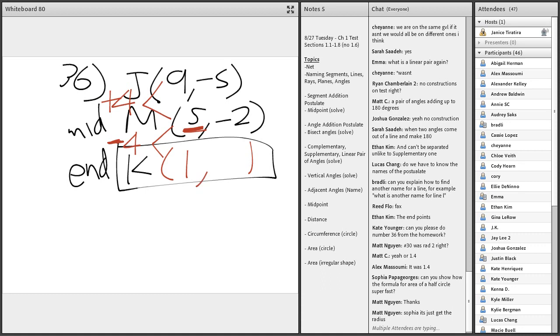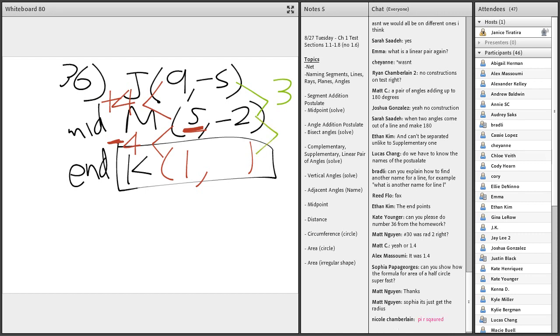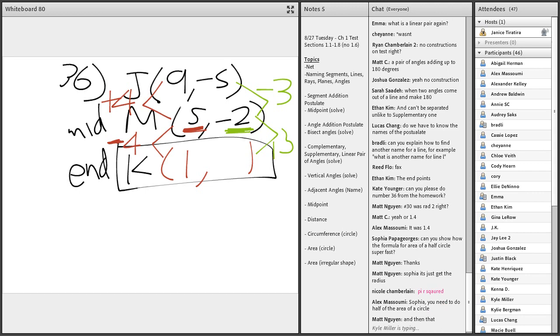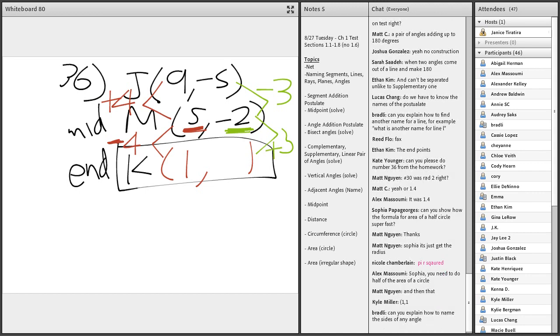Then you do it again for the y's. So for the y's, this is 3 units apart. That means -2 to something has to be 3 units apart. If I start at -2, the middle, and I got to -5, it looks like I subtracted. So this time I have to add 3. -2 plus 3 is 1. So there's your answer, 1, 1.